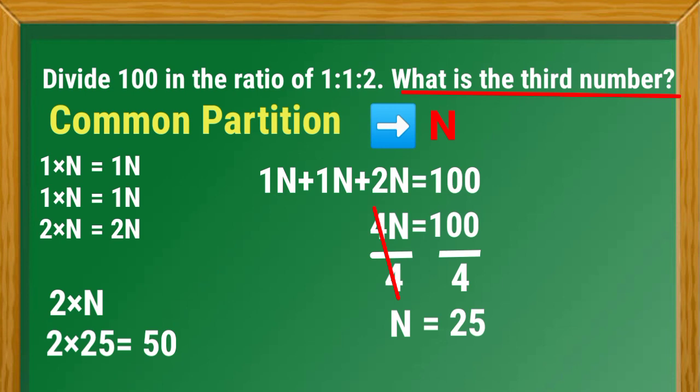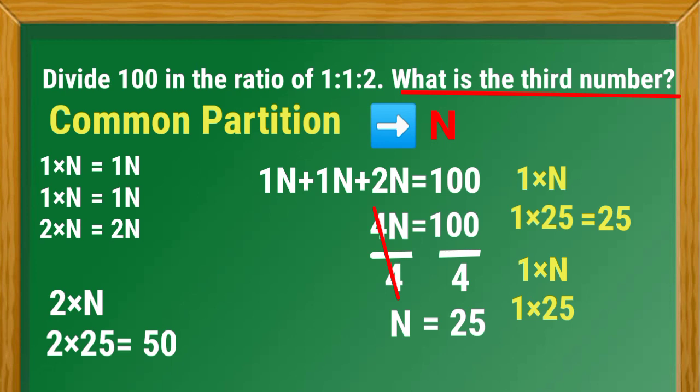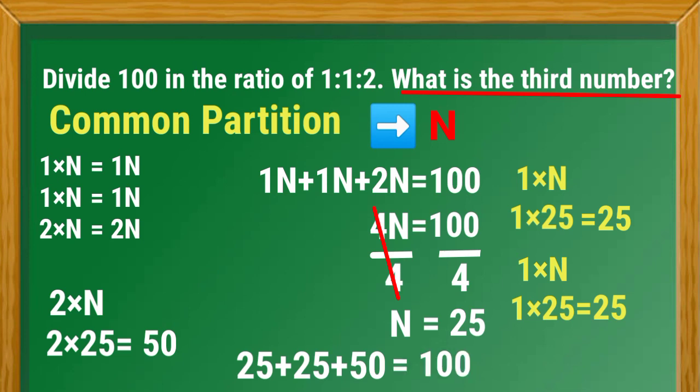If you want to know if your answer is correct, you can also find the value of 1n and 1n. So let's try. 1n will be 1 times 25. 1 times 25 is 25. Another one, 1n equals 1 times n, or 1 times 25. That is 25. We have to add the three parts. 25 plus 25 plus 50. That is 100. So it means our answer here is correct.